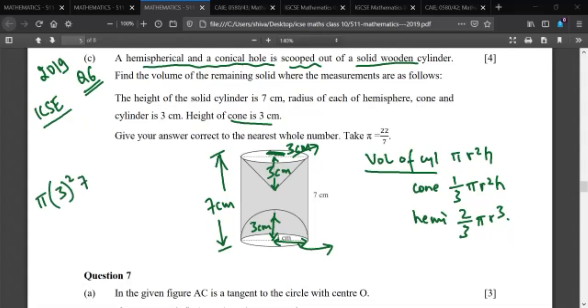h, I need to subtract the sum of the cone and the hemisphere. This will be 1 by 3 pi r square h plus 2 by 3 pi r cube. My r cube would be 3 cube.